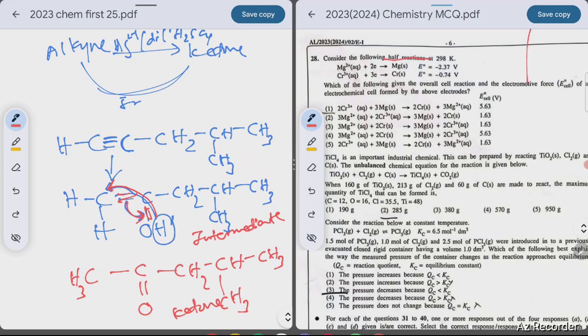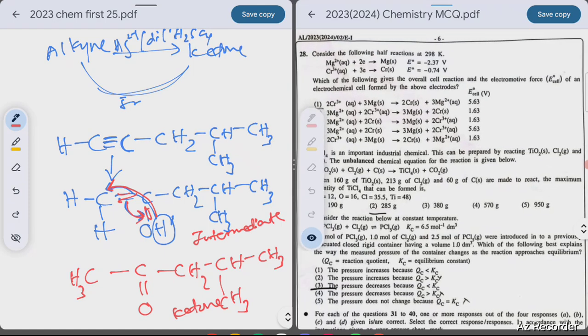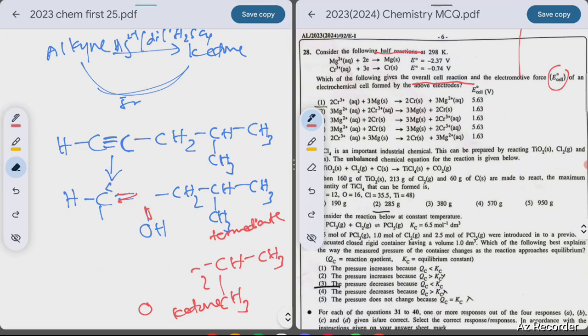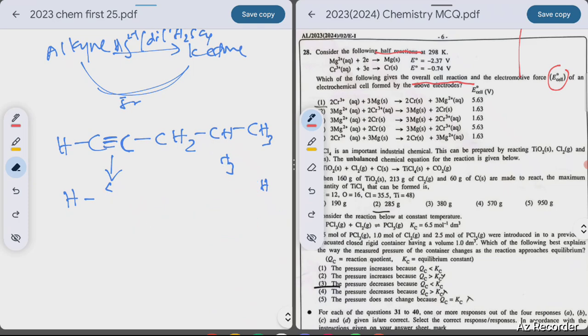The question is asking which of the following gives the overall cell reaction. We have to find the overall cell reaction and the E0 cell. So in order to find this overall cell reaction and the electromotive force, what is the first step that you have to do? The first step is we have to identify the anode and the cathode.